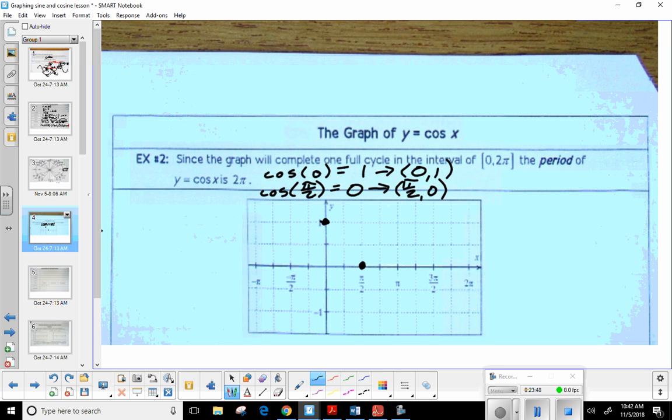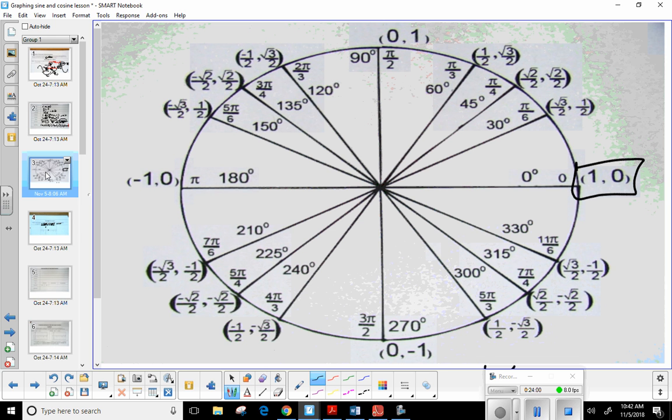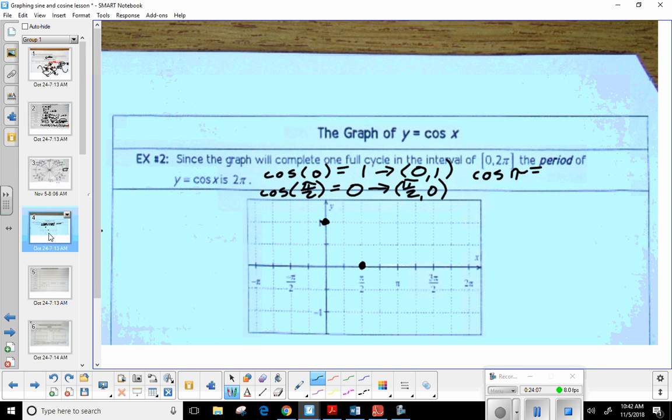And let's keep going. Next up is pi. So cosine of pi, let's go to Ariana. What's cosine of pi? Go back to the unit circle. Cosine of pi. She says negative 1. That is absolutely right. So this gives me an ordered pair, pi, negative 1. So we know the first location of our minimum.